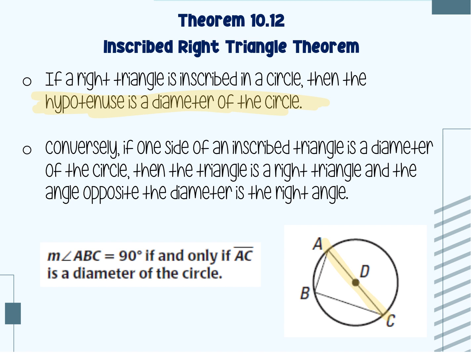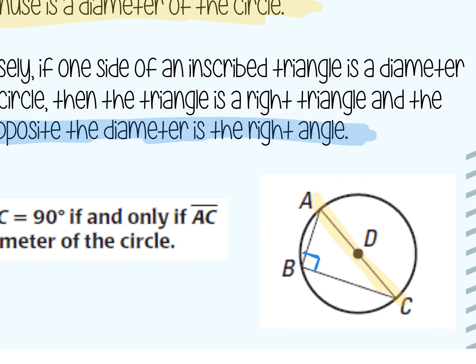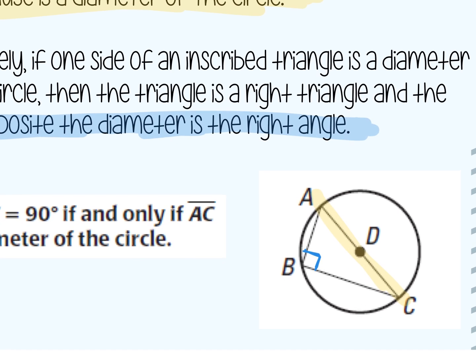If your diameter is your hypotenuse, then the angle opposite to the diameter is your right angle. So you're always going to have a right triangle. So looking at this circle over here, if your diameter is your hypotenuse, the opposite angle is your right angle.